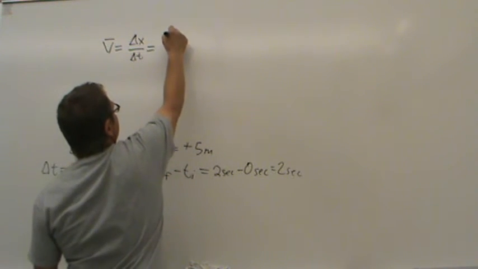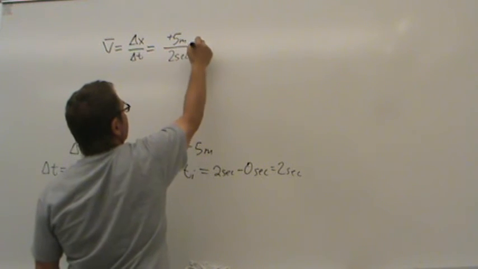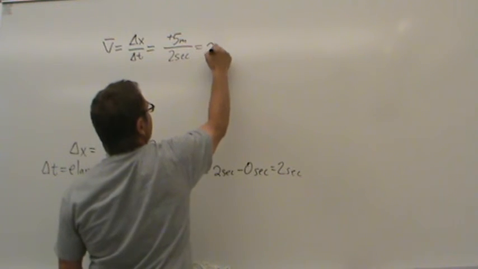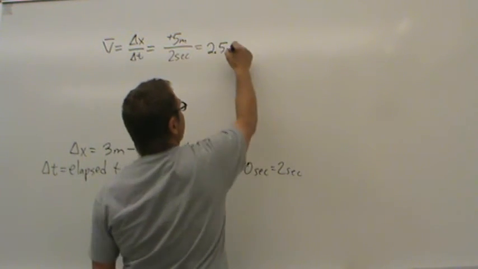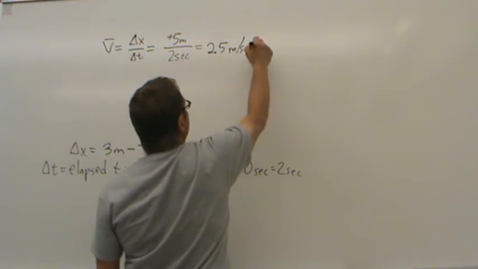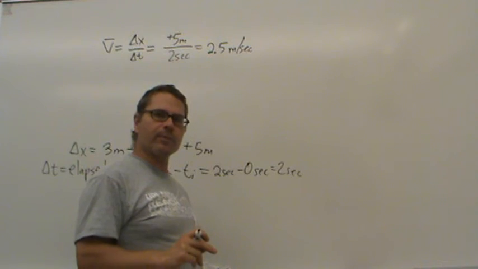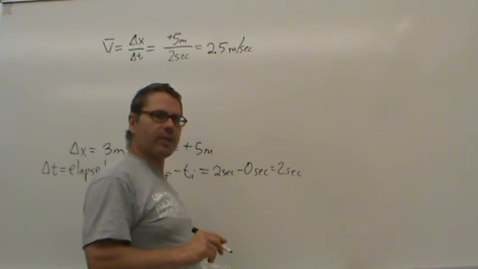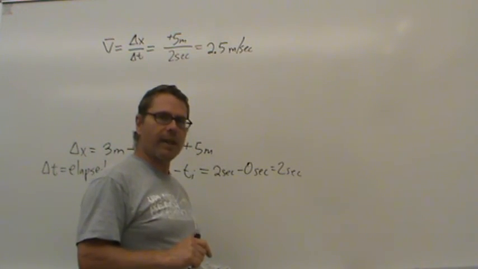Since your delta x is plus 5 meters and your delta t is 2 seconds, 5 divided by 2 is 2.5. Meters divided by seconds is written as meters per second. We would say that the average velocity of this object was 2.5 meters per second, indicating that the object had traveled on average 2.5 meters in the positive direction every second.